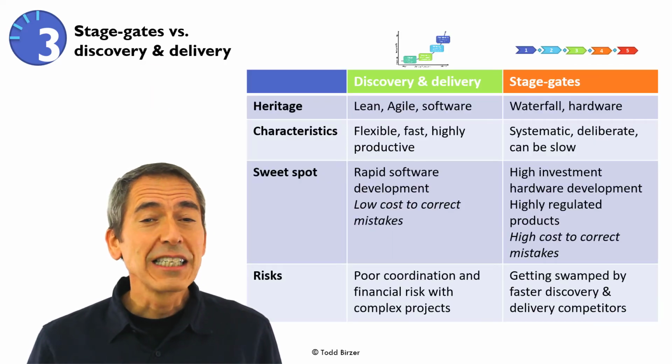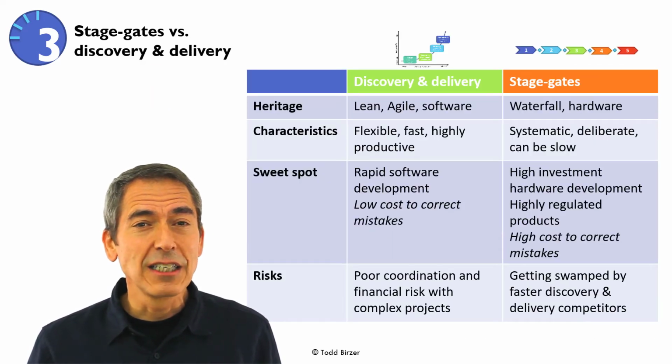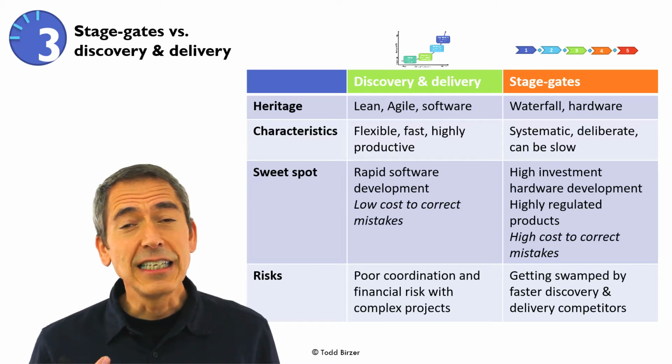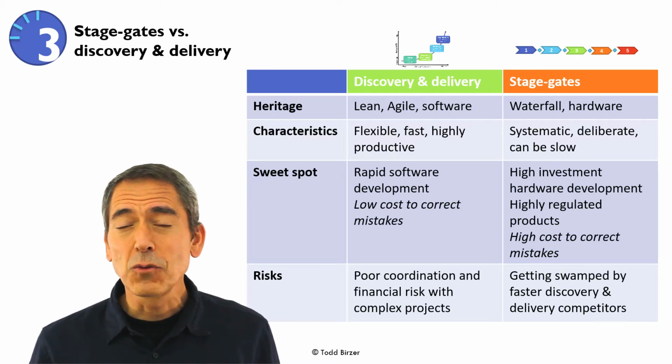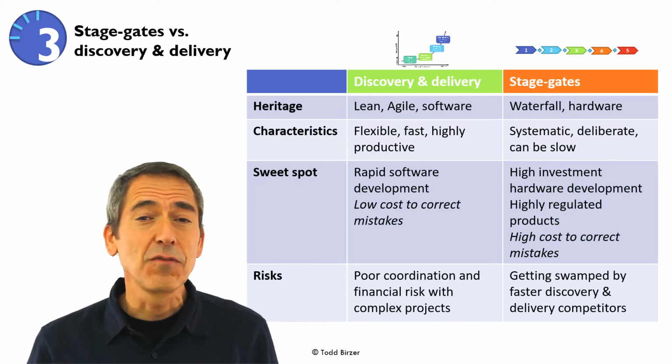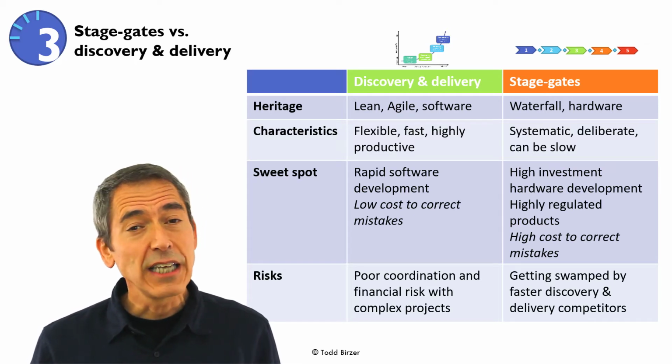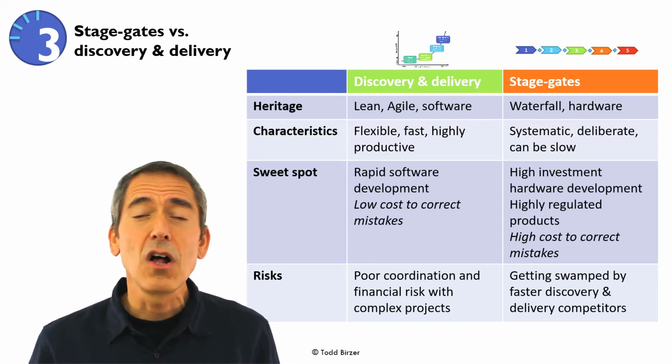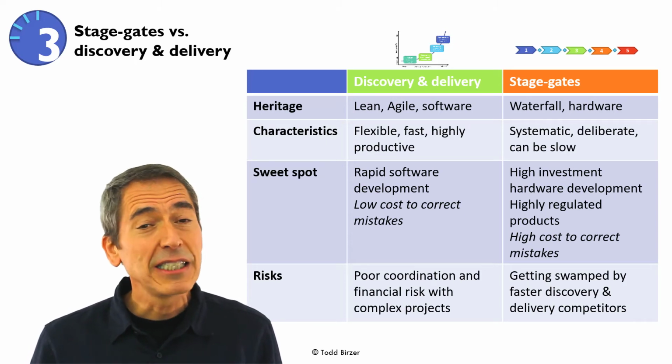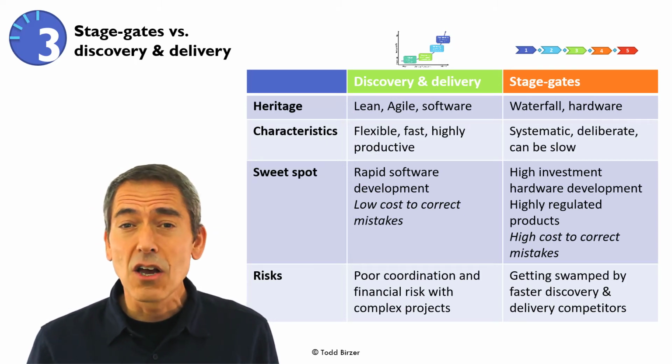All right, so let's compare these two approaches. With discovery and delivery, the heritage is lean, agile software. It is fast, it's flexible, it's highly productive. With stage gates, it really came out of a waterfall hardware heritage. It can be systematic, can be deliberate, can be slow.